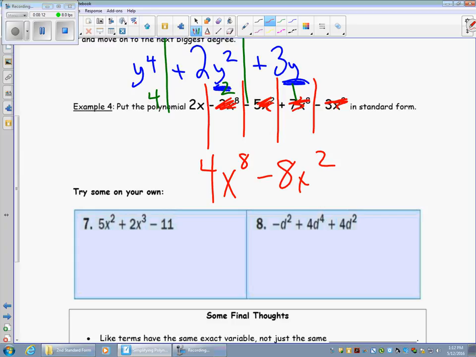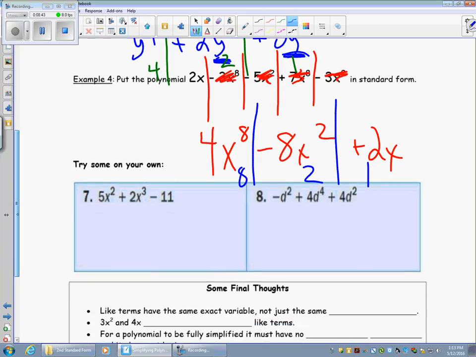Is it positive or negative? There's no sign in front of it. It is positive. Okay, again, if you wanted to check, you could. Is this really decreasing in degree? 8, 2, 1. Yeah, it's definitely decreasing in degree from left to right. Okay? All right, so would you guys please pause the video, try these two on your own, and then unpause it when you're done to see if you got it right.